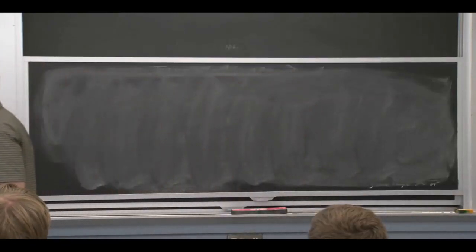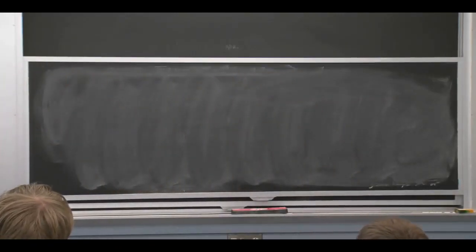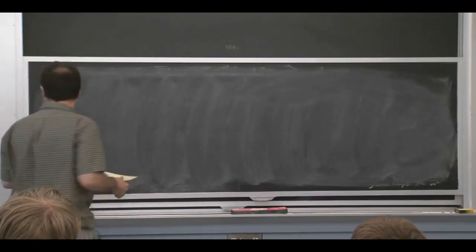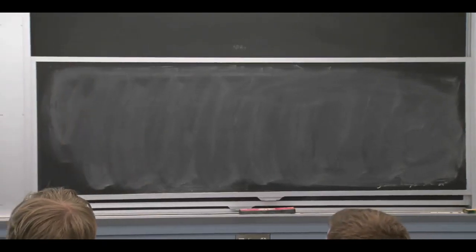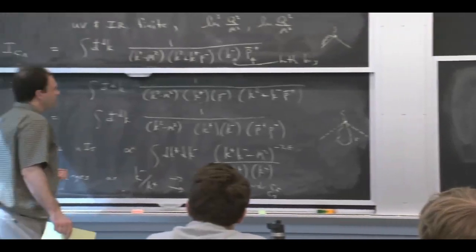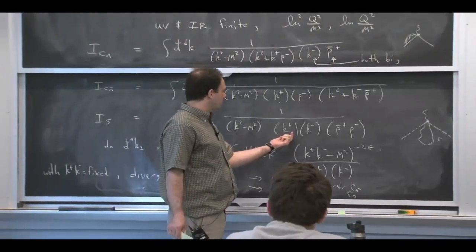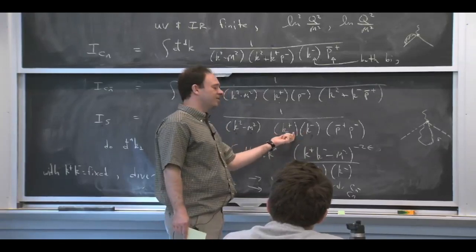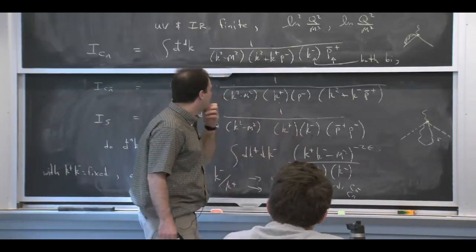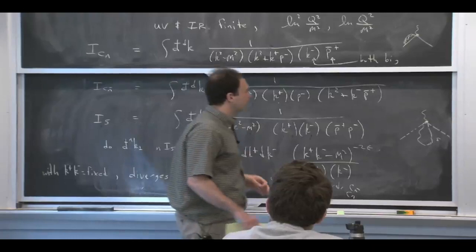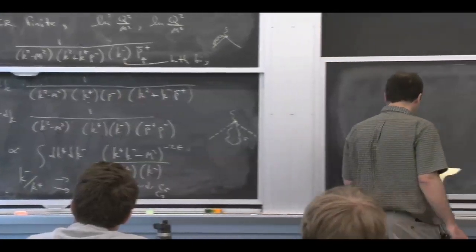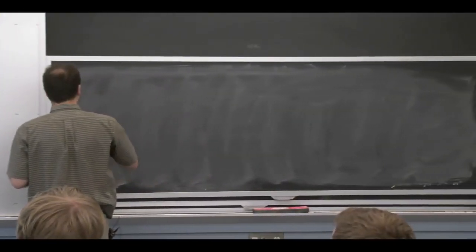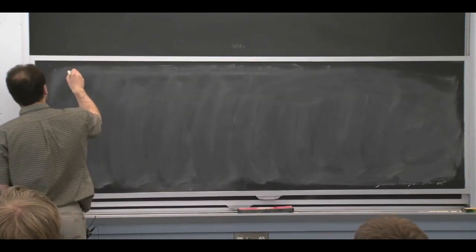Okay, so we need another regulator, right? Dim reg is not enough. We have to do something else. So what could we do? There's lots of different things that you could do. One thing is you could just put in some plus something in these denominators. That's called the delta regulator: k plus delta. That's one choice. We'll do something a little bit more dim reg-like, which makes it easier to think about the renormalization group.